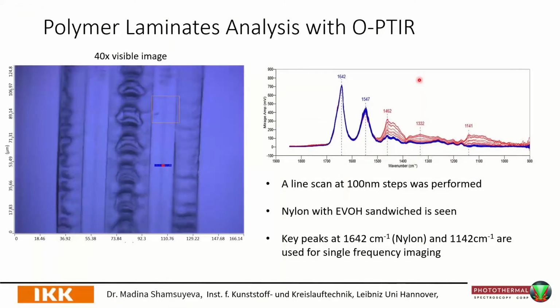An application which I think has some relevance, being analogous to paint cross-sections, are polymer laminates. These are often used in food packaging. So here's one that was courtesy of the IKK group and Leibniz University in Hanover. If we take a cross-section, and it's just a razor blade cut flat top, so it's not actually a thin section, if we take a line profile across these, and we've done 100 nanometer steps, so it's deliberately oversampled, and that helps. What we see is a typical nylon EVOH sandwich, and those are the spectra collected across that line profile.